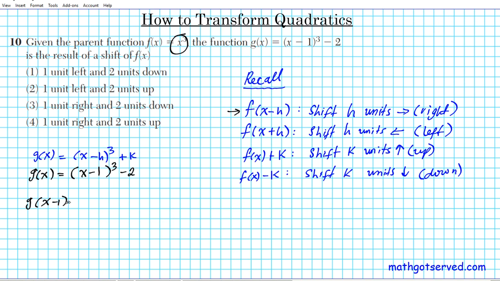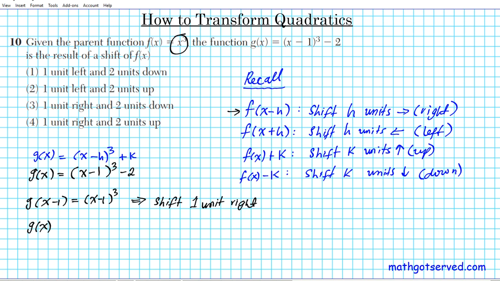So if you have x minus 1, guess what that means? G of x minus 1, which is basically (x minus 1) to the third. This indicates a shift in the x direction. But is it to the left or to the right? It is a shift 1 unit to the right, as indicated here. If you have x grouped with a number, you do the opposite of what the sign in there says.